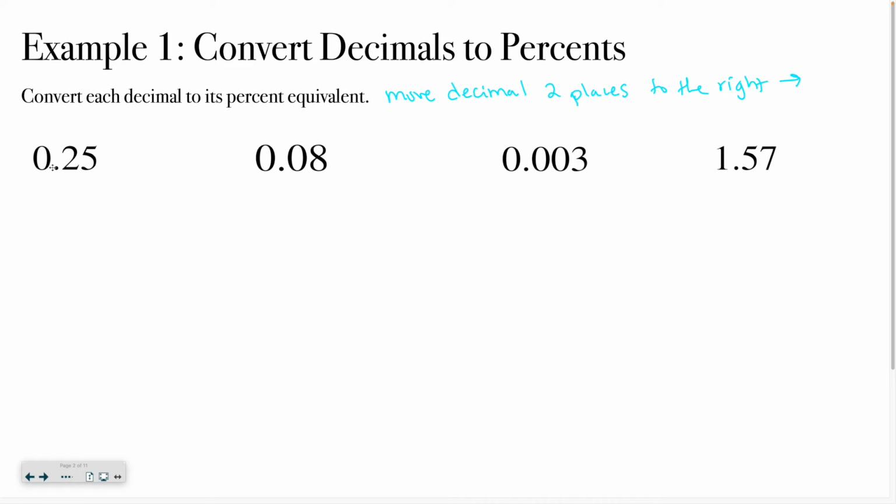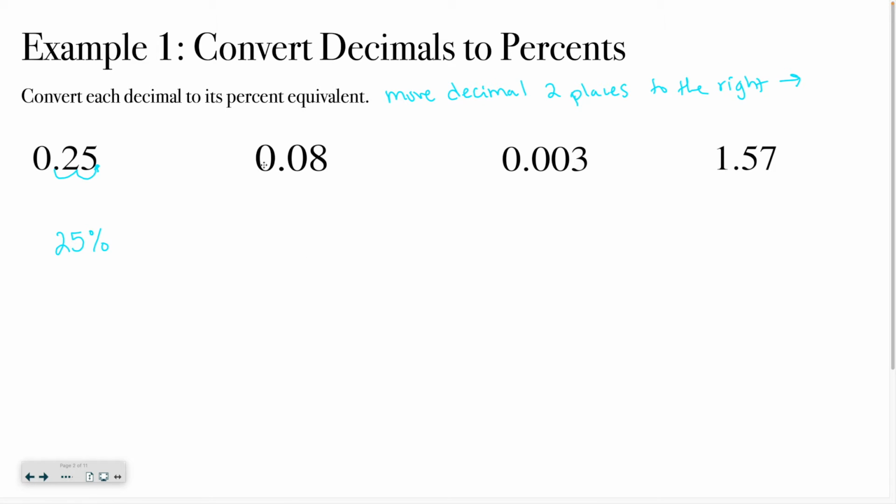I don't think I actually included one that looks like that, but just so you know. Here's my decimal. I need to move it 2 places to the right, so I'm going to move it 1, 2. My new decimal is after the 5, so I would have 25%, because I don't need to write that 0 in front of the 25.